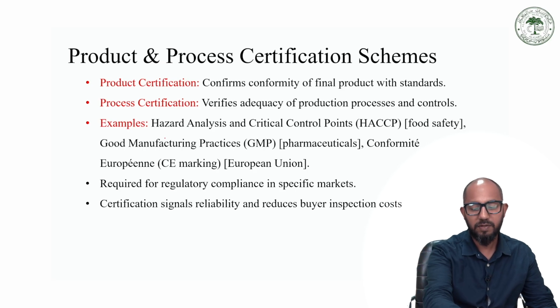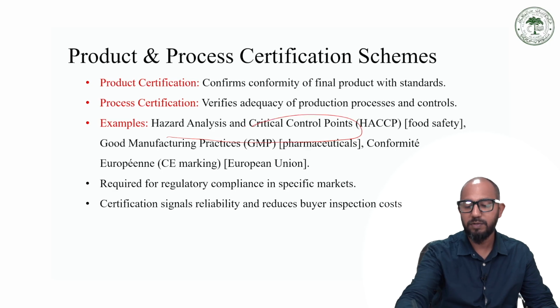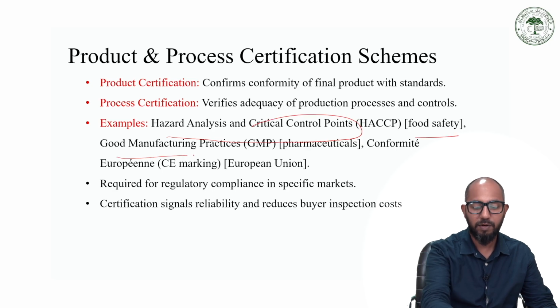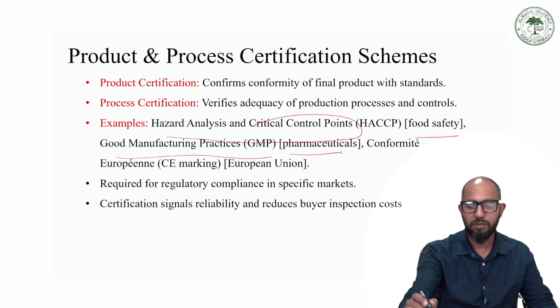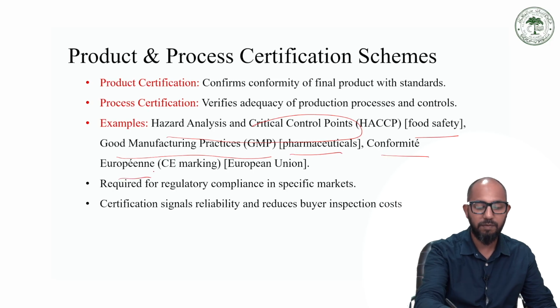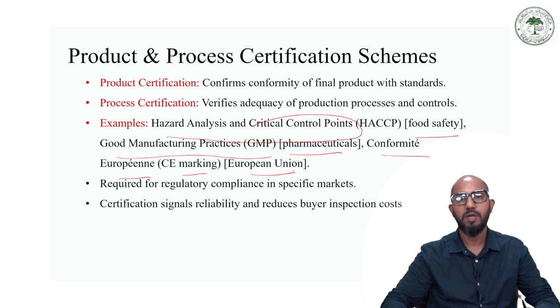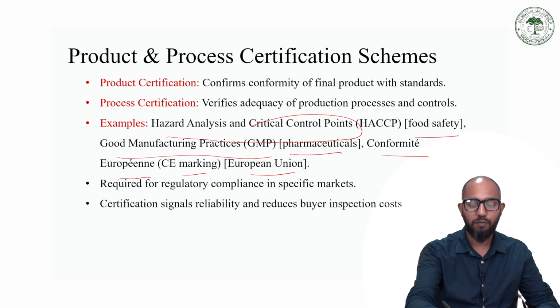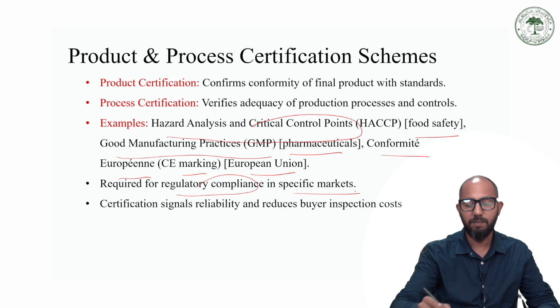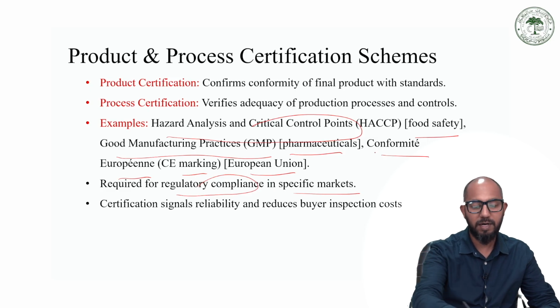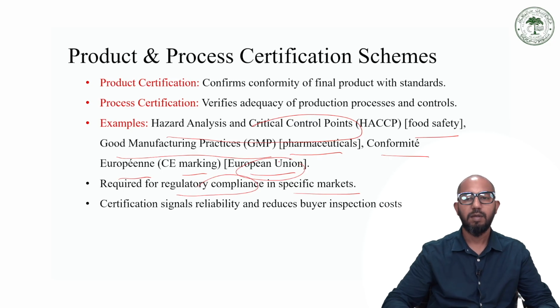Examples are Hazard Analysis and Critical Control Points, which is used for food safety, Good Manufacturing Practices, which is for pharmaceuticals, and Conformité Européenne, which is CE marking, applicable to the European Union. These certification schemes of the product and process are required for regulatory compliance in a specific market. For example, Conformité Européenne is for the European market. Thus, certification signals reliability and reduces the buyer's inspection cost.